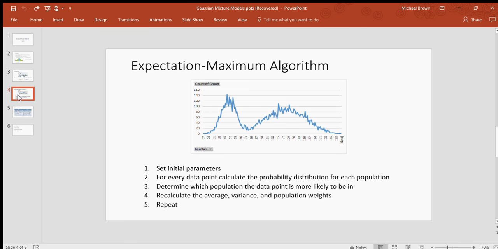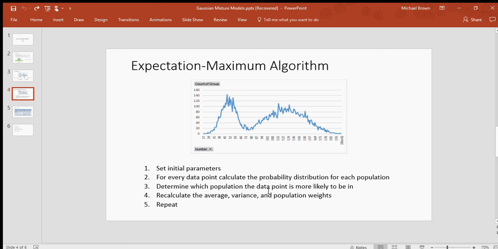And there's a whole bunch of math that goes into that, but in general, just to summarize, you would set the initial parameters. So for this example, maybe you set the average to be 52, and you set the average over here to be 129. You set the variance, so say it's 5 over here and 10 over there, and then you set the weight for each population, and you just go 50% of the population here, 50% of the population there.